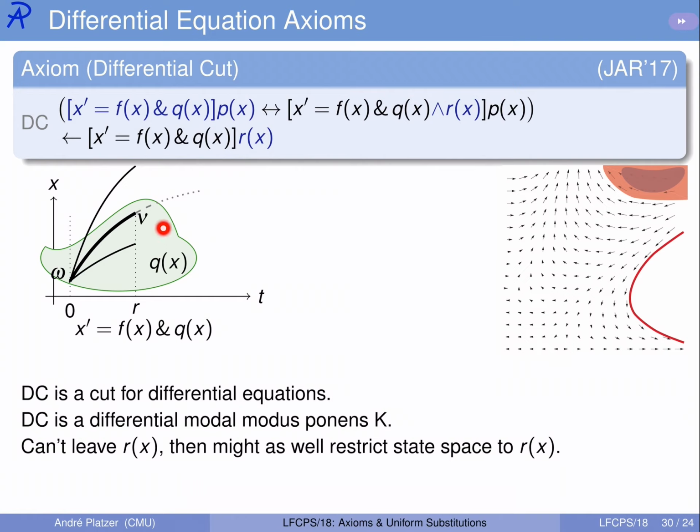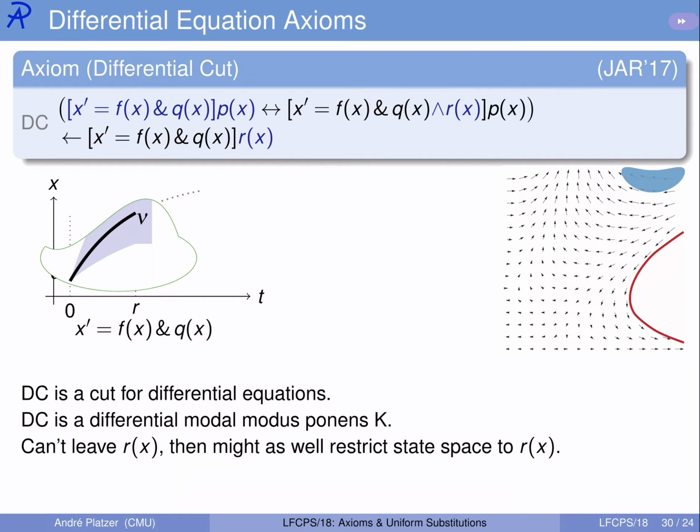So if we are initially limited to the green region, and we prove for this condition here that we can never leave the blue region R, then of course we can limit the domain to the conjunction of the two, where q of x and r of x are true. So only this region is now necessary for us to explore. And of course, remember, we might want to do differential cuts repeatedly if we find multiple of those arguments, and then literally cut them out of the state space.